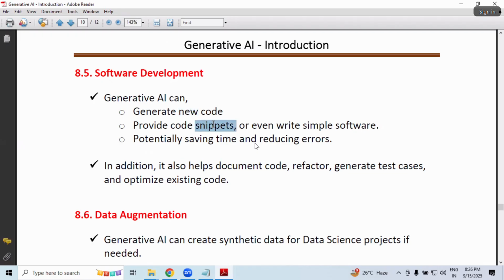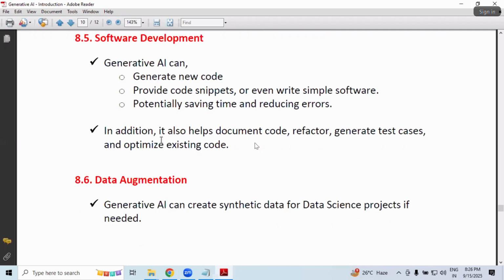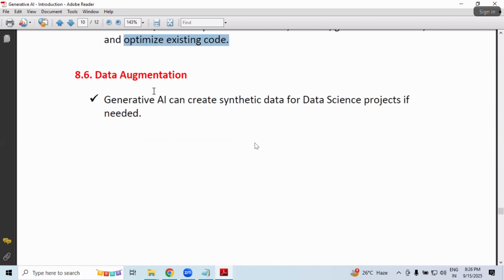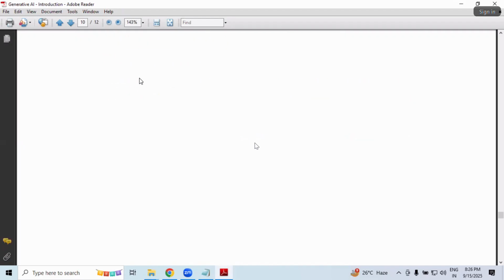It provides code snippets and can even write simple software. Seriously awesome. Potentially saving time and reducing errors. In addition, it also helps to document code, refactor, and generate test cases. Many more. Data augmentation, which I covered somewhere in computer vision. Did you remember? Creating new data from existing data.